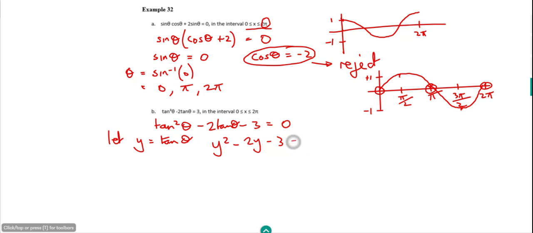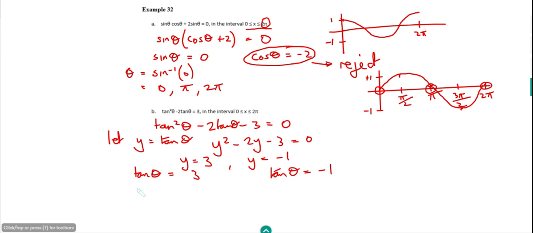So y squared minus 2y minus 3 equals 0. And if we try and solve that, what we'll end up with is that y is equal to 3, and also the other solution is y is equal to minus 1. So these are actually values of tan theta. So we've got solutions for tan theta, which are tan theta equals 3 and tan theta equals minus 1. And what we need to do is try and find the actual value of theta.